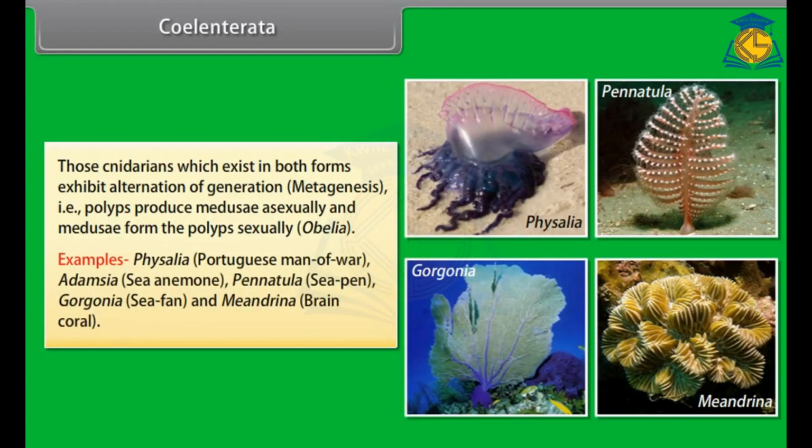Examples: Physalia, also known as Portuguese man of war; Adamsia, also known as sea anemone; Pennatula, also known as sea pen; Gorgonia, also known as sea fan; Meandrina, also known as brain coral.